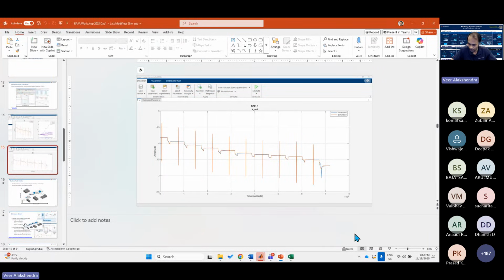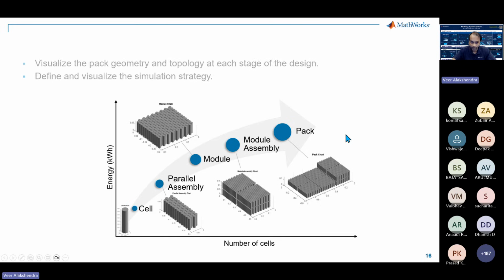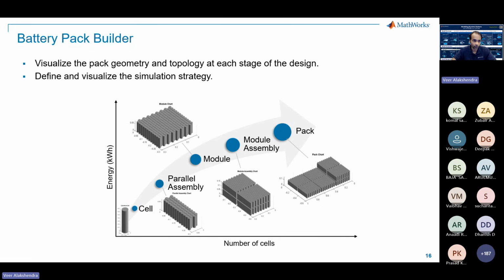Fine. So now let's do one thing. Once your cell is created, you have a cell, the cell is in a good place, and you have the parameters all set. Now the next target is making a complete battery pack. Making a complete battery pack is quite easy in MATLAB. It can be done using a tool called Battery Pack Builder, which is a part of Simscape Battery.